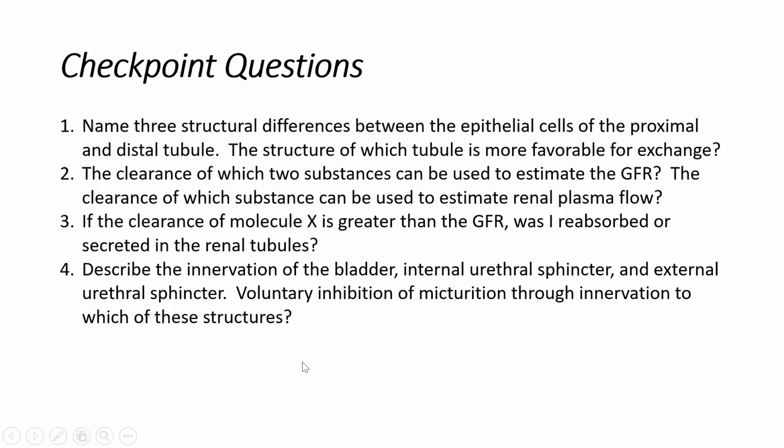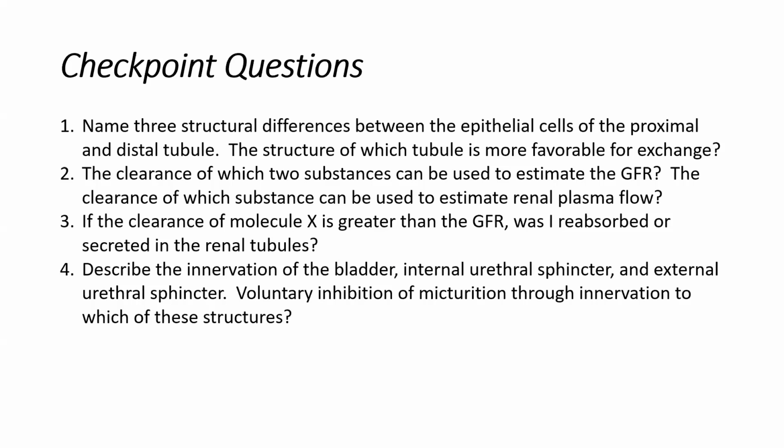All right, and then number 4: describe the innervation of the bladder, internal urethral sphincter, and external urethral sphincter, and the voluntary inhibition of micturition through innervation to which of these structures? The innervation of the bladder takes place with two different parts of the nervous system. We've got the internal sphincter, smooth muscle. This is involuntary, so it's going to be sympathetic and parasympathetic innervation. And the external urethral sphincter is skeletal muscle, which we are controlling, so this is voluntary control, and that is going to be the somatic division of the nervous system.